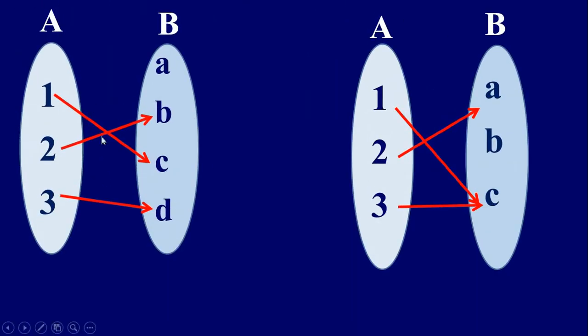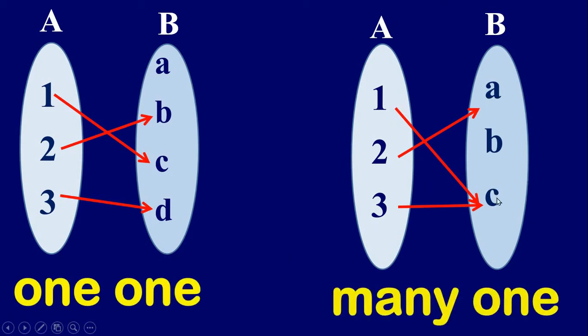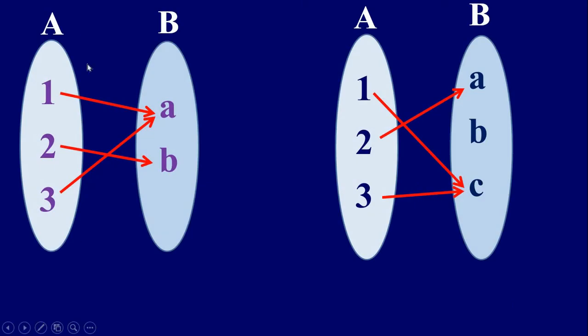Again we see the diagrammatic representation. Here we see different elements have different images. Therefore this function is 1-1. Now here different elements have the same image. Therefore this is not 1-1 and it is a many one function. Since different elements have the same image, this function is many one. Now we consider this function. Here 1 is related with A, 2 is related with B and 3 is also related with A.